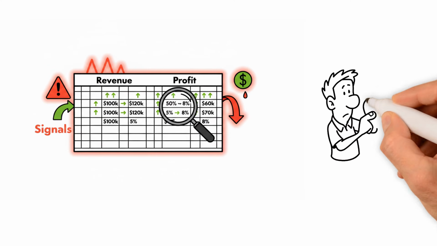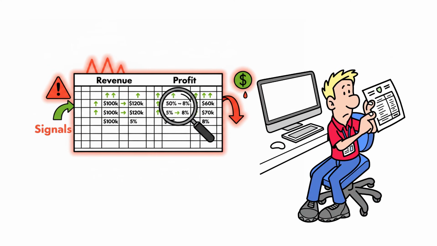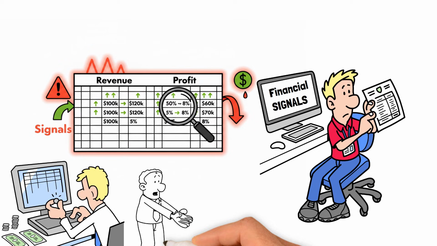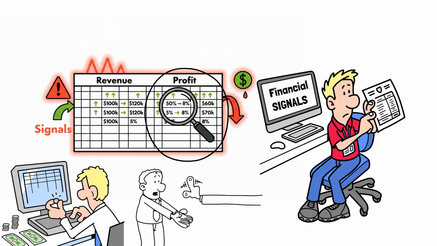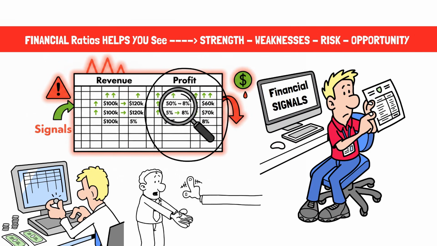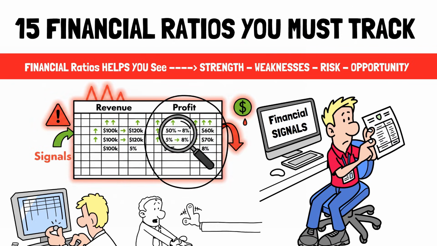Most business owners look at revenue and profit, but very few truly understand the financial signals hiding inside their numbers. Revenue alone does not protect you from cash flow problems. Profit alone does not guarantee survival. Financial ratios help you see strength, weakness, risk, and opportunity before problems explode. In this video, we are sharing 15 financial ratios every business owner should track.